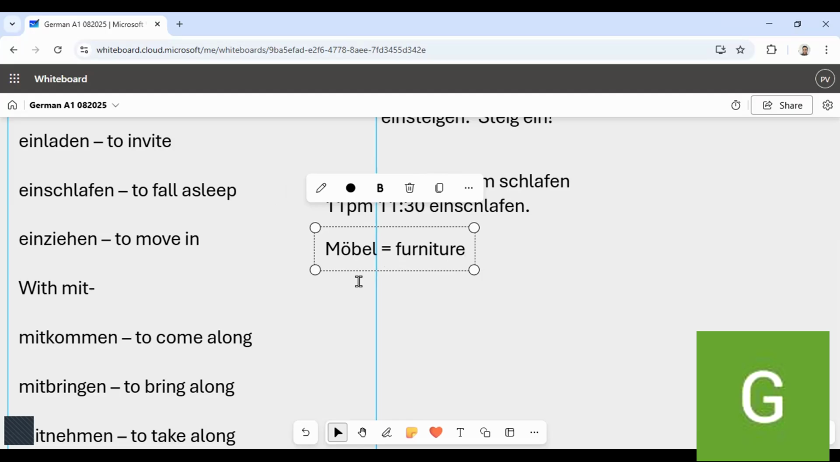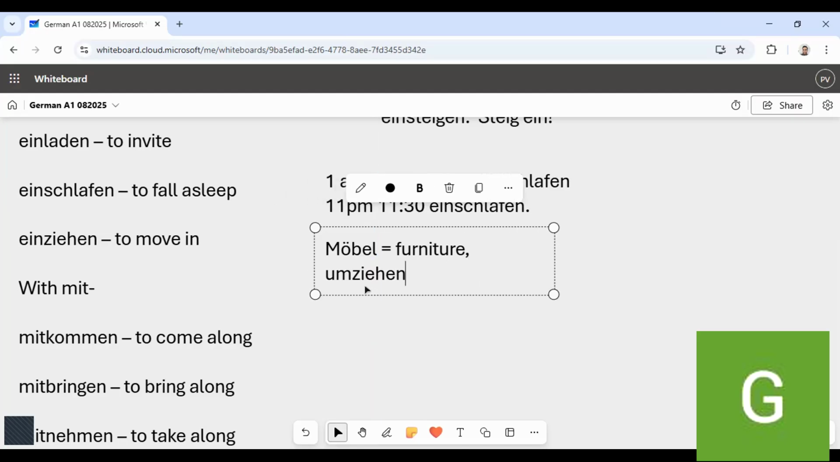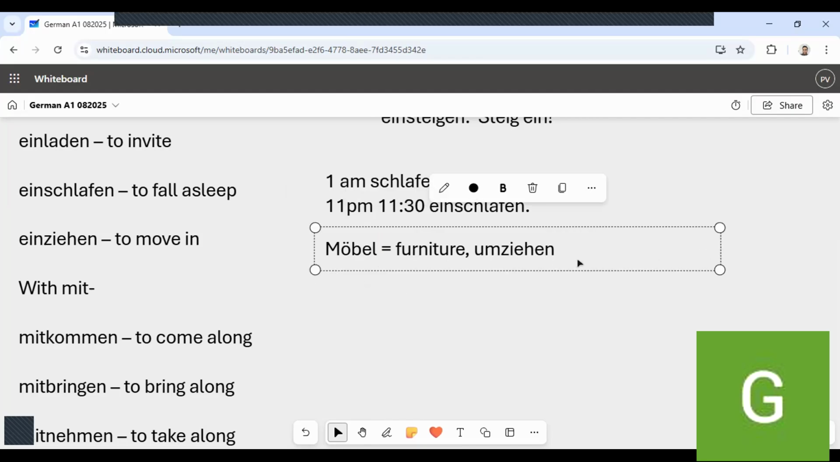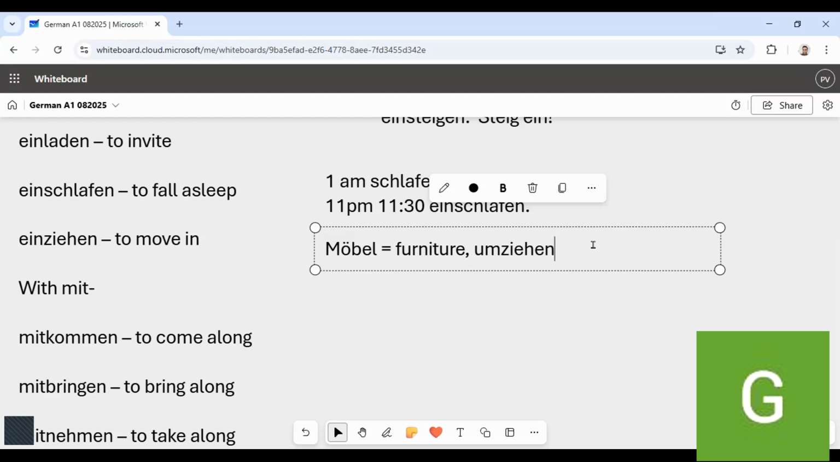Umziehen is actually to shift, umziehen. Suppose if you were previously working in Bangalore, now you are working in Delhi, and then you are giving an interview in German, you will say, Ich wurde nach Delhi umgezogen. That means you were shifted from Bangalore to Delhi.